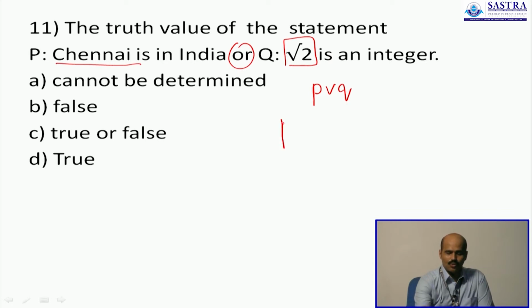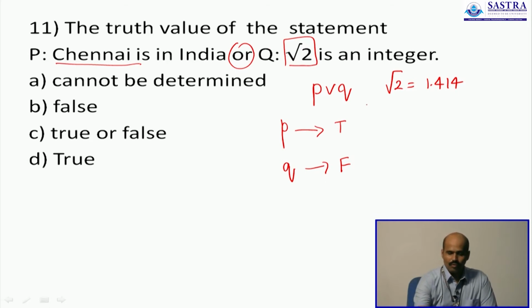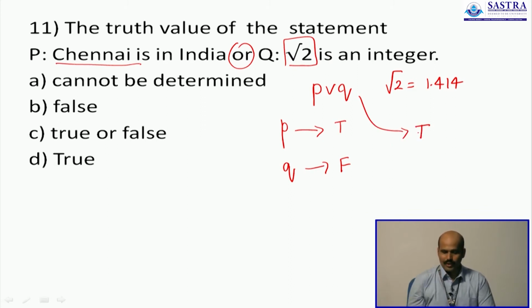So assigning truth values, we see that P takes a truth value as T and Q takes a truth value as false, because you might very well know that the square root of 2 can best be approximated to the form 1.414, which is clearly not an integer. It's a decimal number, and therefore we will see that the statement Q takes up a false value and the statement P takes up a true value. Therefore the connective P or Q will take up a true value.